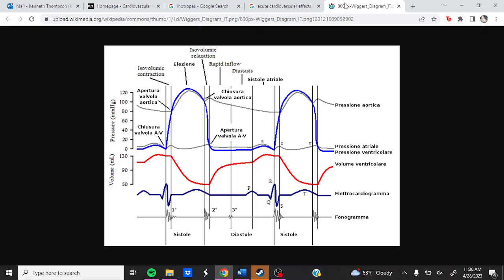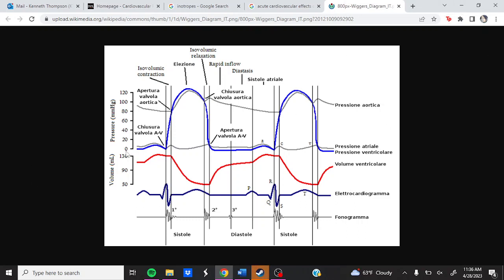Okay, so I'm going to be starting with the essay part 2 using the Wiggers diagram to explain depolarization, muscle contraction, and pressure changes. So let's go to the Wiggers diagram. So this is it. This is the Spanish version.